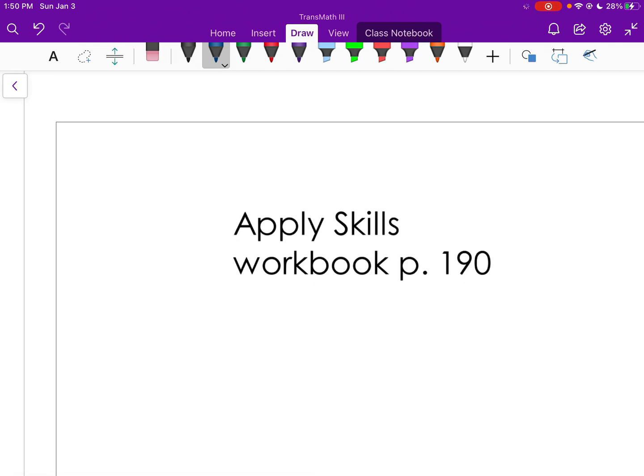Okay, page 190, apply skills. Go ahead and work on that page.